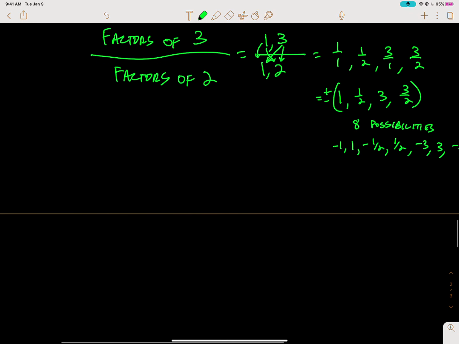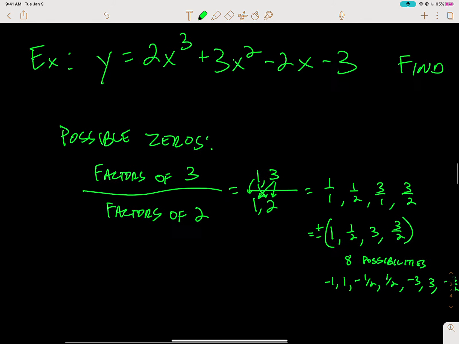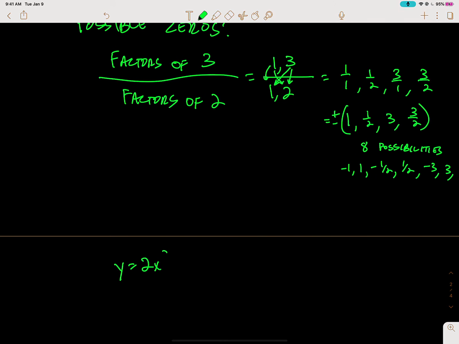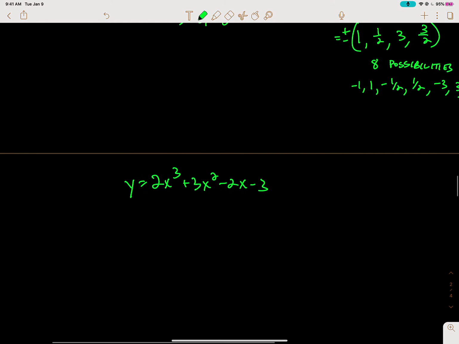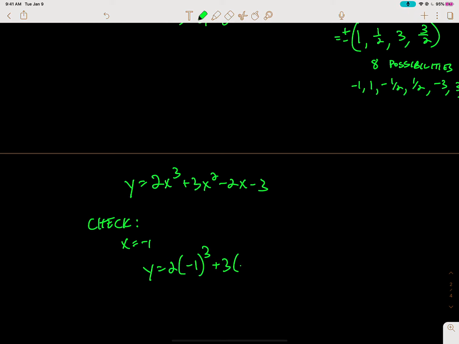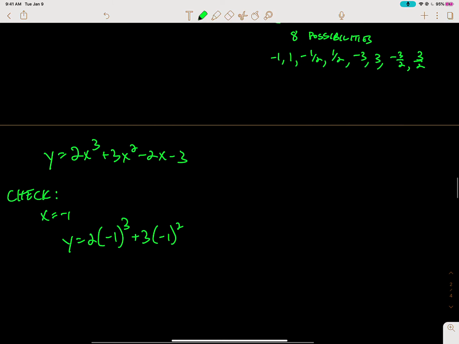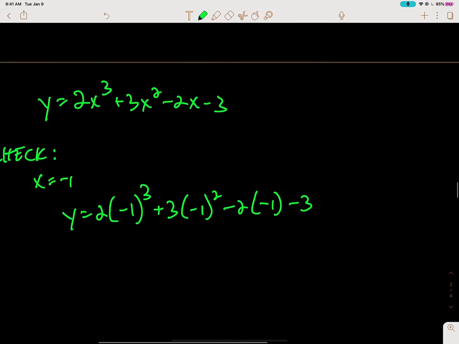I'm going to rewrite the equation here. Y equals 2x cubed plus 3x squared minus 2x minus 3. So we're going to check x equals -1. So I get y equals 2 times -1 cubed plus 3 times -1 squared minus 2 times -1 minus 3. All right.